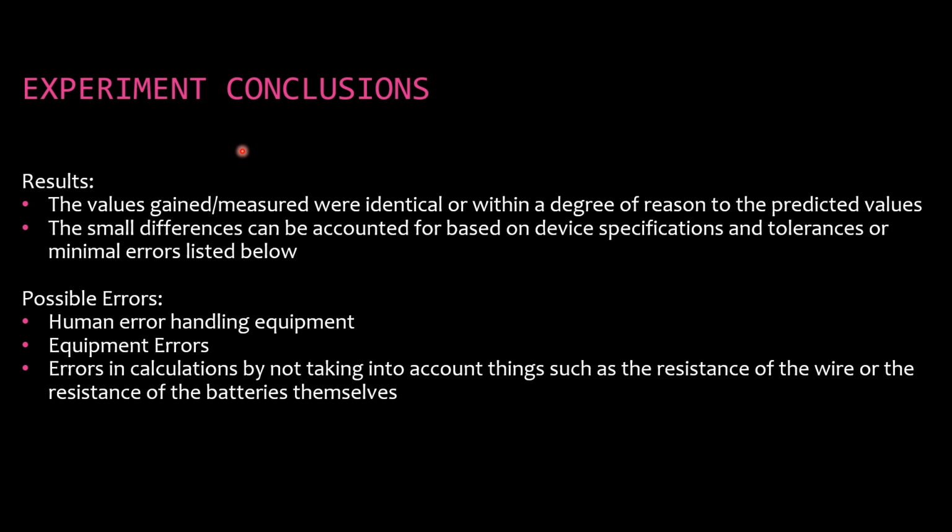Now the results: the values gained were identical or within a degree of reason to the predicted values, and the small differences can be accounted for based on device specifications or tolerances, or minimal errors. The possible errors were human handling, equipment errors themselves, and errors in calculations by not taking into account things like the resistance of the wire or the resistance of the ammeter.